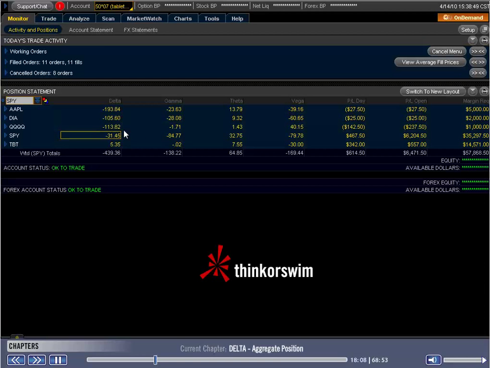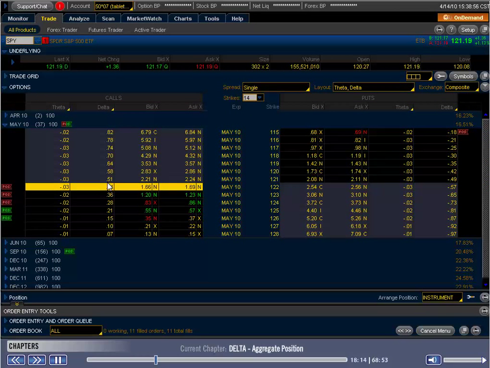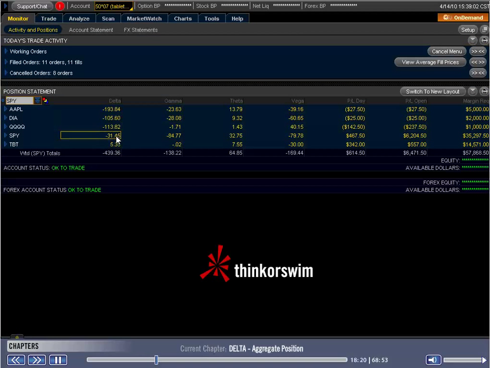All right, in my position statement, delta means something very different here than it does over here in the trade tab. So let's actually start with what I call the 50,000 foot view. This is negative 31 delta. What that simply entails is if this particular underlying, which is the Spiders, moves up or down $1, I'm going to make or lose basically 31 bucks.